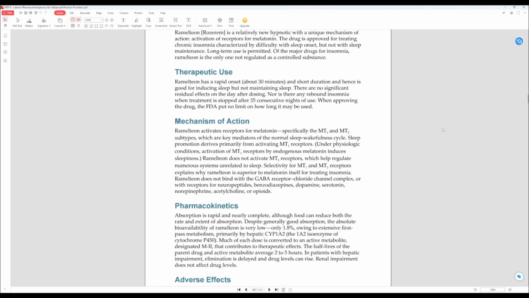Ramelteon does not bind with the GABA receptor chloride channel complex, or with receptors for neuropeptides, benzodiazepines, dopamine, serotonin, norepinephrine, acetylcholine, or opioids.